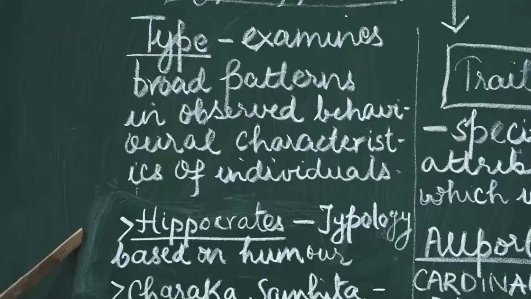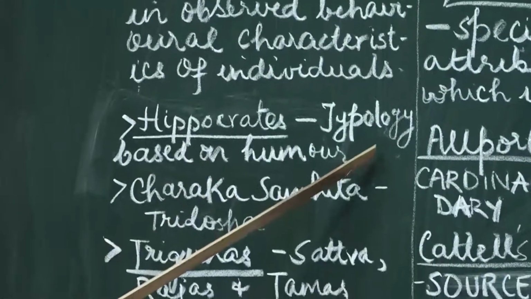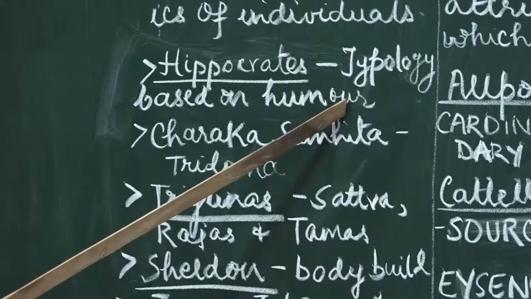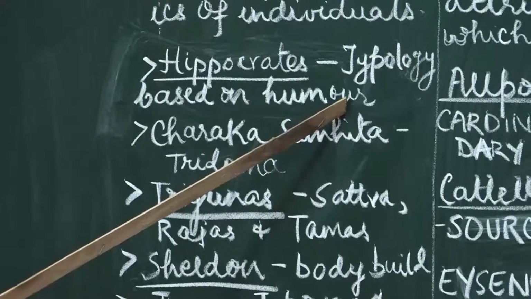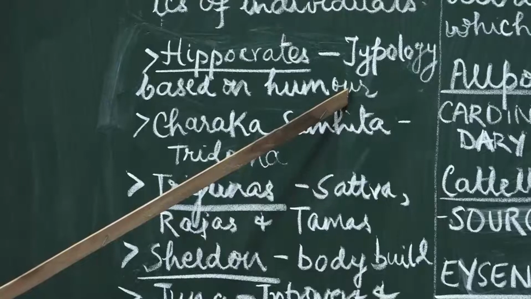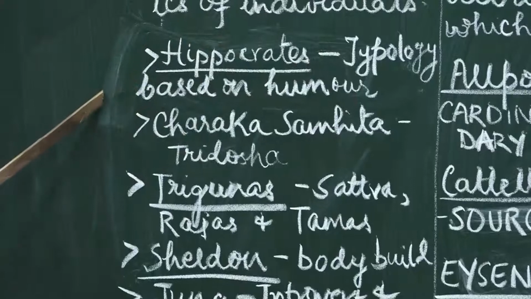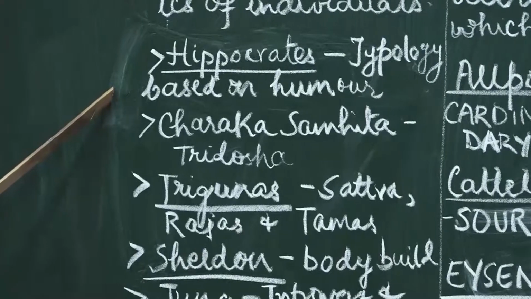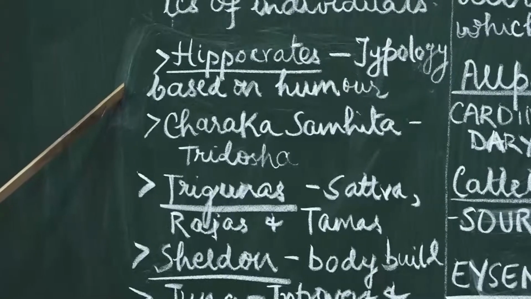The Greek physician Hippocrates said that the typology is based on humor or the fluid inside the body. So he classified people into 4 types: sanguine, phlegmatic, melancholic, and choleric. Sanguine people are normally very happy and contented, very positive. Phlegmatic people are a little sluggish. Melancholic people are sad and tragic, whereas choleric people are bad-tempered.